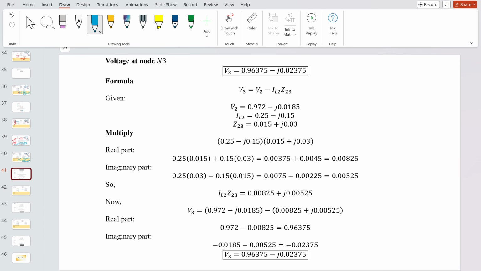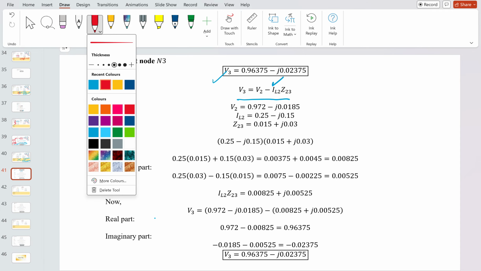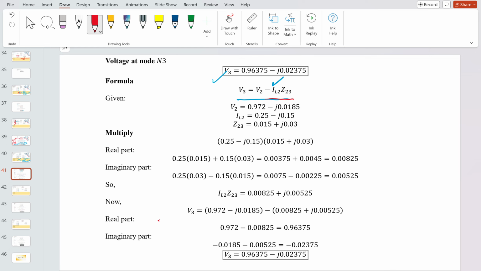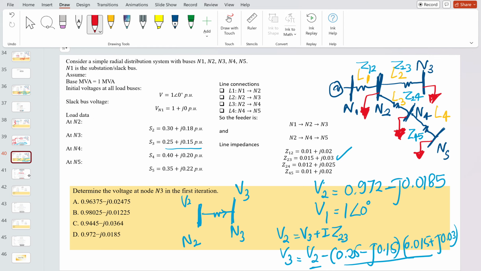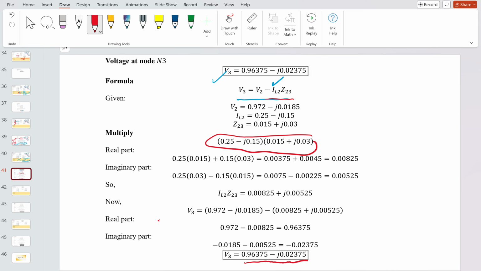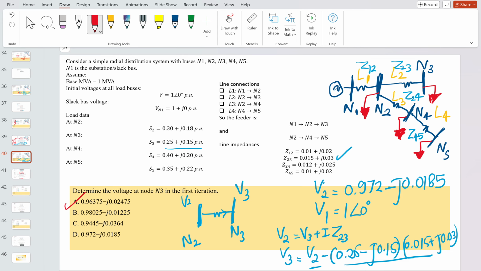Here the current flowing through the R2 line, we already know, and V3 is equal to V2 minus this. You just have to multiply and separate, and it will come out as 0.96375, so that is option 2475 I think. So nearly option A is correct. Re-verify whether it is correct or not.